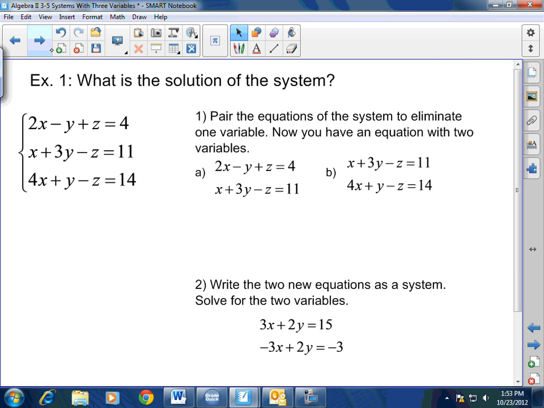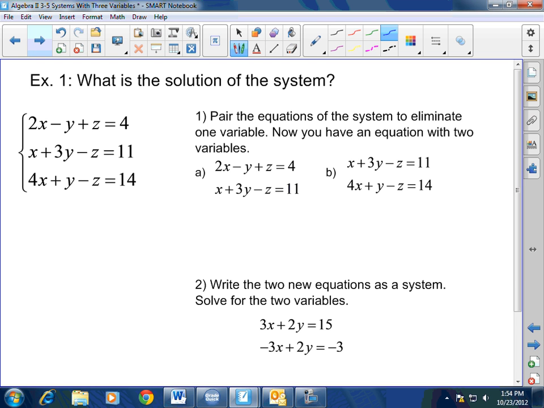Now, let's just get to it, okay? Doing this, the only way to do this is to just knock it out. I think I set it up in a way where it should be nice and easy for you guys. So let's see if I did a good job. We want to solve the system 2x minus y plus z equals 4, and x plus 3y minus z equals 11, and 4x plus y minus z equals 14.